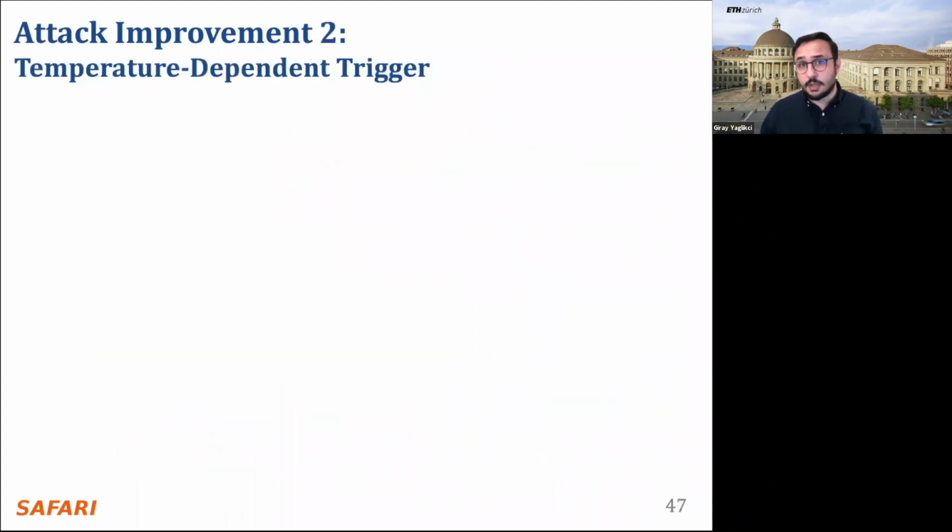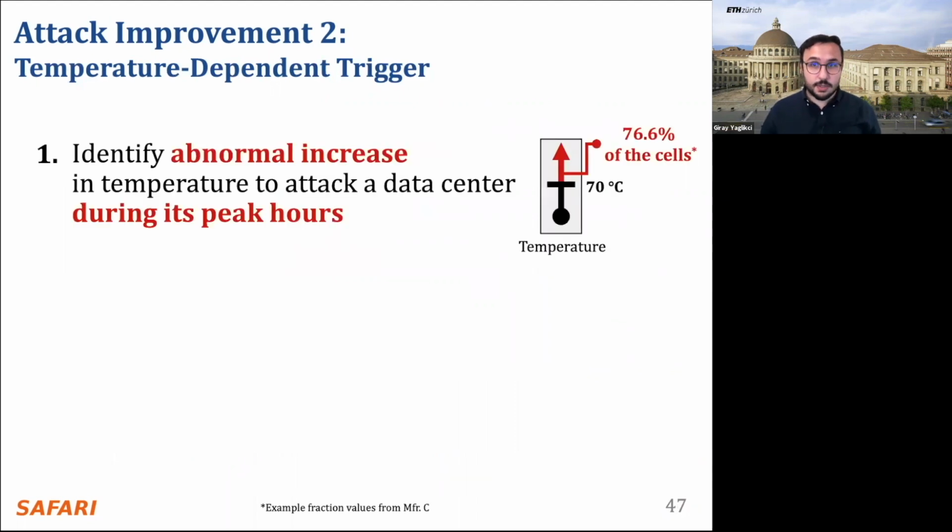In the second attack example, the attacker uses RowHammer to understand the DRAM chip's current temperature. As an example, more than 76% of the vulnerable cells experience bit flips above 70 degrees Celsius for manufacturer C. Focusing on these cells, an attacker can identify abnormal operating conditions that might occur in a data center during its peak hours. By using this information, an attacker can trigger an attack when the data center is already under pressure.